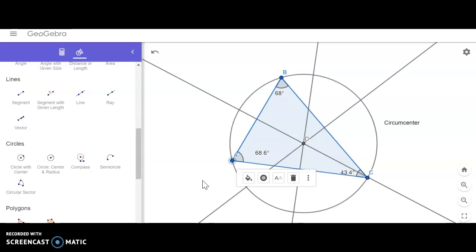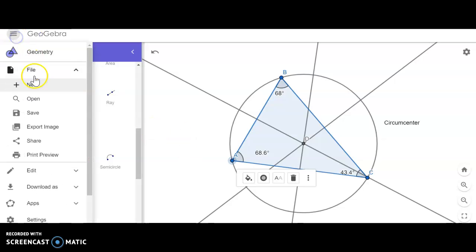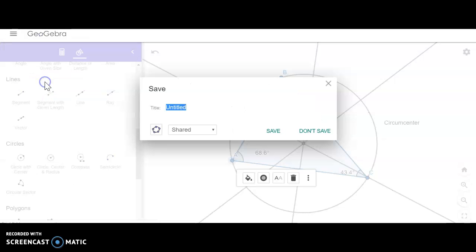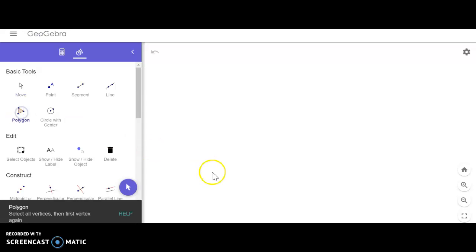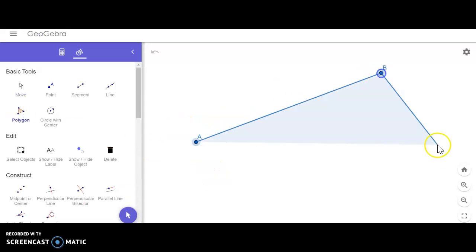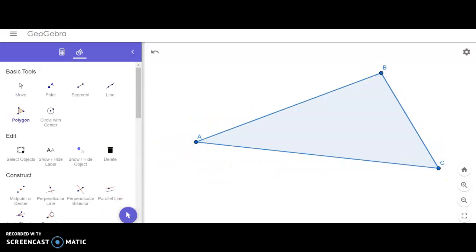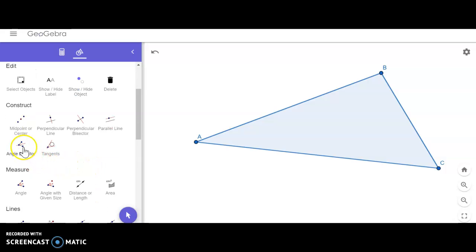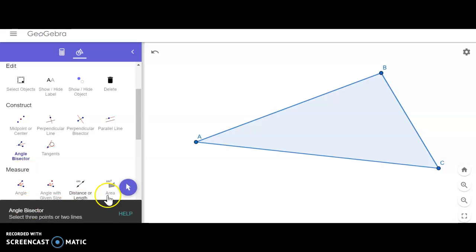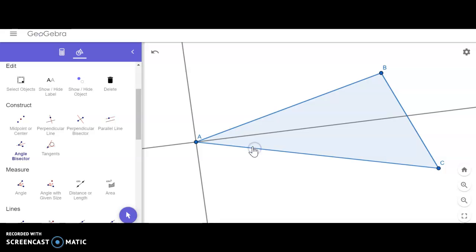I will now get a new screen and then create the other one. And I'm going to do the same thing. I'm going to create a triangle, ABC. But now instead of perpendicular bisectors, I'm going to do an angle bisector. So it says select 3 points or 2 lines. So I just want to find this one and this one. It has these 3 lines out here.